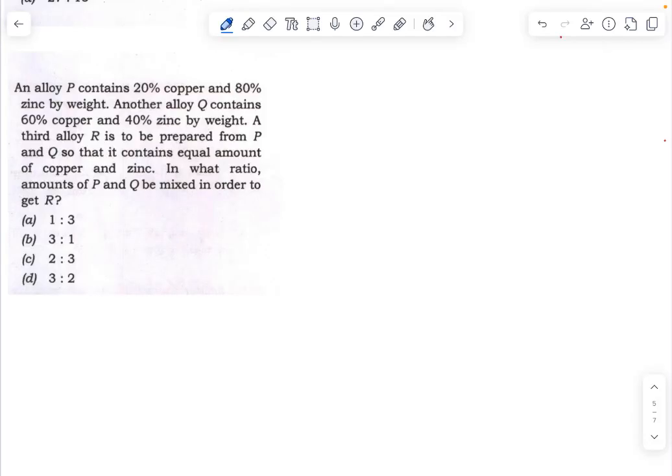Hello guys, look at the question. An alloy P contains 20% copper, 80% zinc. Alloy Q contains 60% copper and 40% zinc. A third alloy R has to be prepared from mixing P and Q that contains equal amount of copper and zinc.